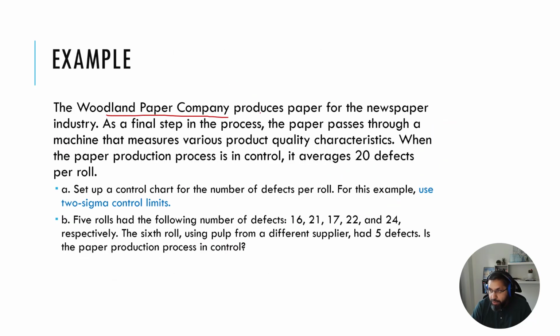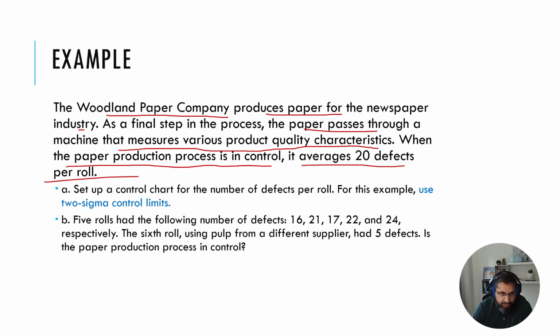The Woodland Paper Company produces paper for the newspaper industry. As a final step of the process, the paper passes through a machine that measures various product quality characteristics. When the paper production process is in control, it averages 20 defects per roll. So each roll is like a sample.